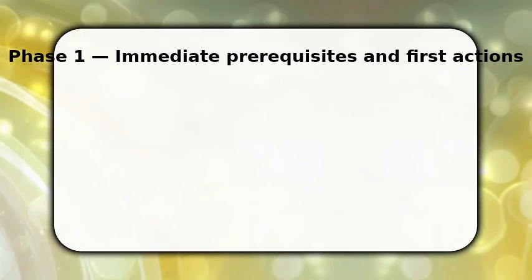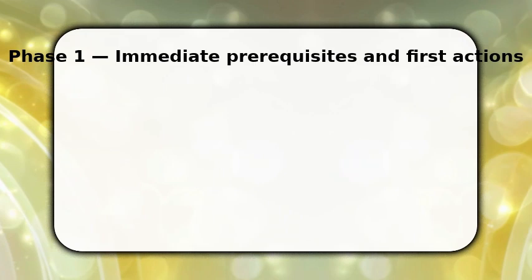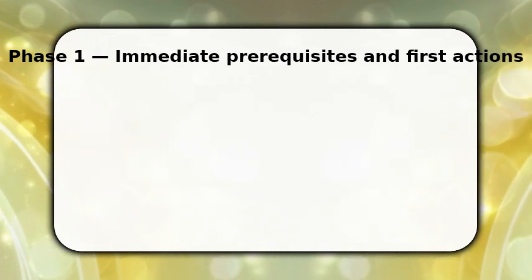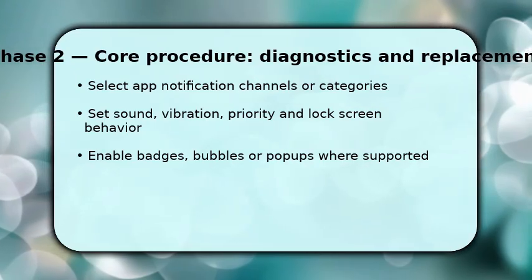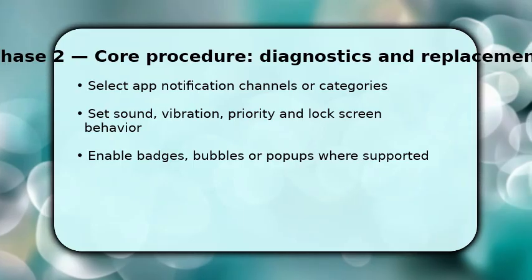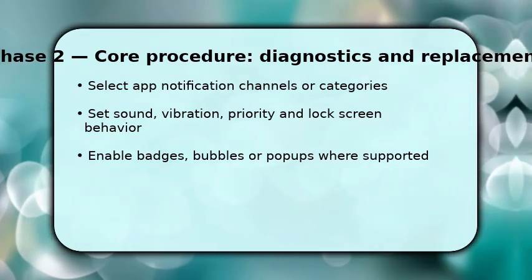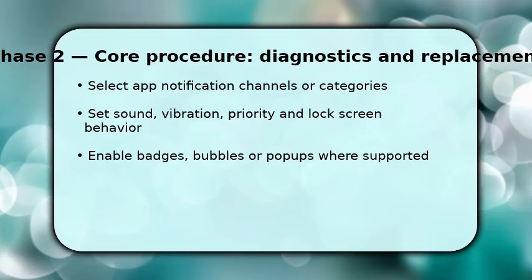This first step moves you from general readiness into specific controls, so act on the app notification toggle and prepare to customize its channels. Once done with the app overview, drill into notification channels or categories. Many apps split messages, alerts, and marketing. Choose the channel you want to hear, then set sound, vibration pattern, and priority.